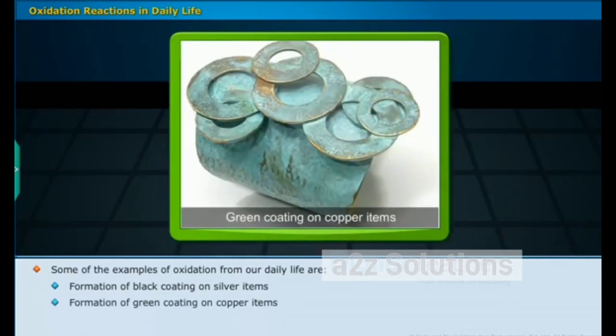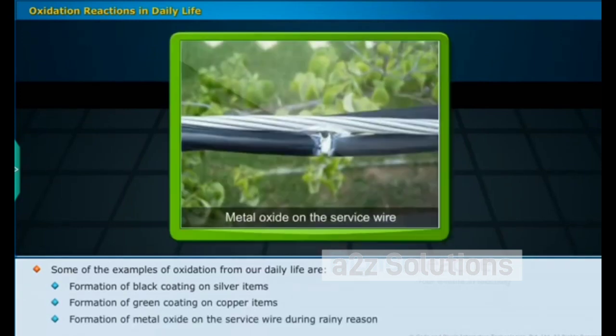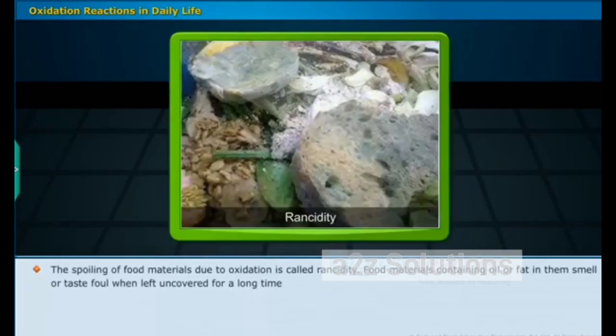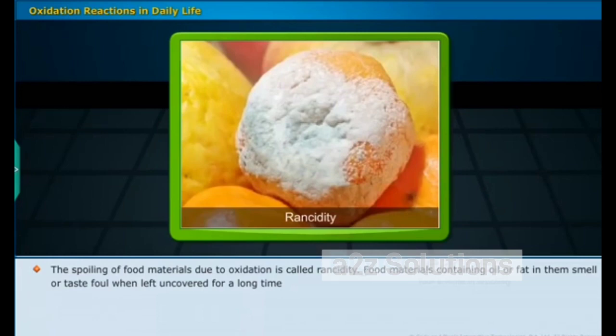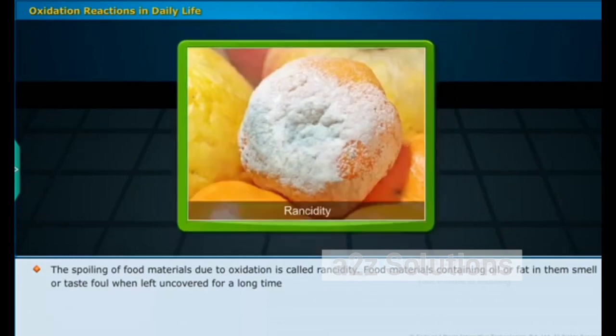Formation of green coating on copper items. Formation of metal oxide on the service wire during rainy season. The spoiling of food materials due to oxidation is called rancidity. Food materials containing oil or fat in them smell or taste foul when left uncovered for a long time.